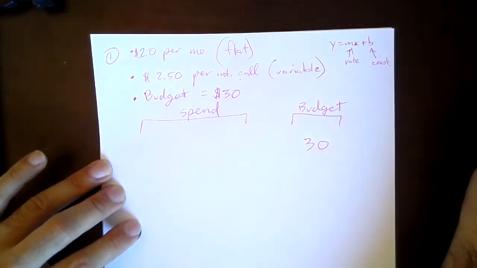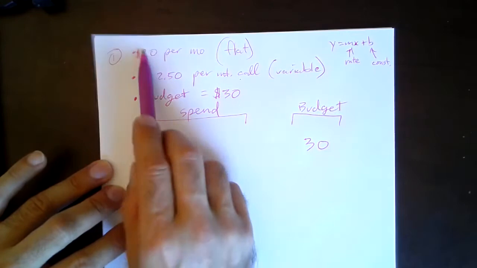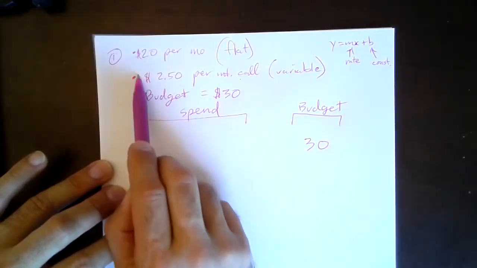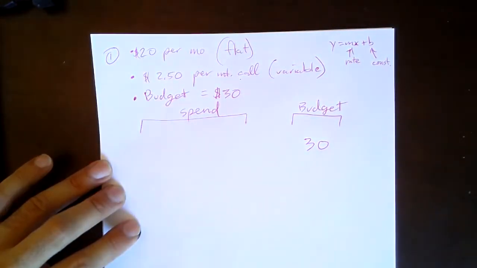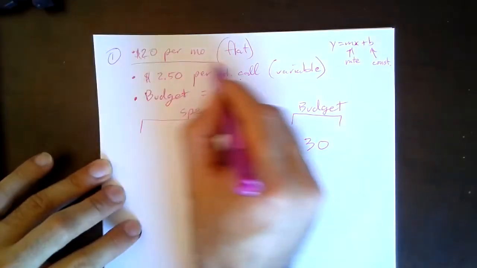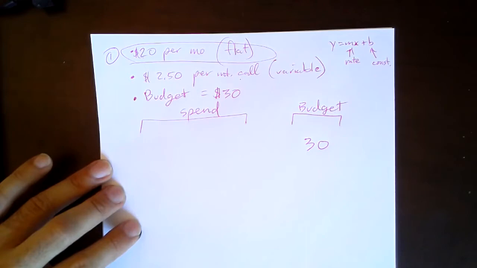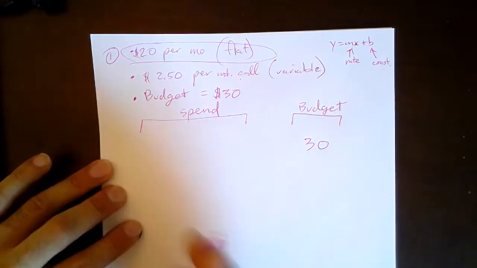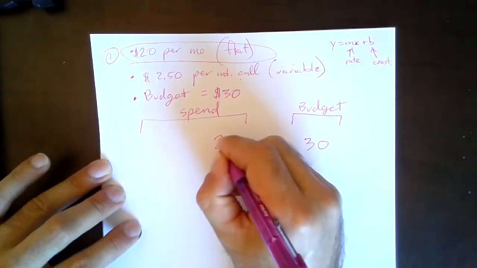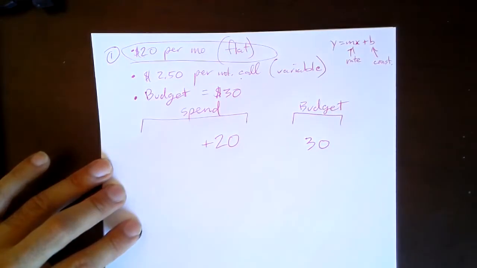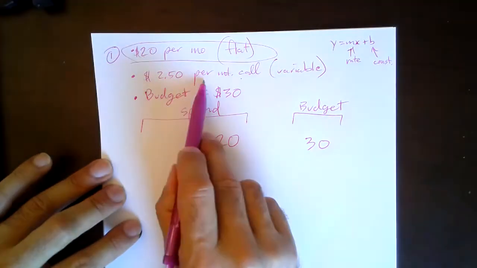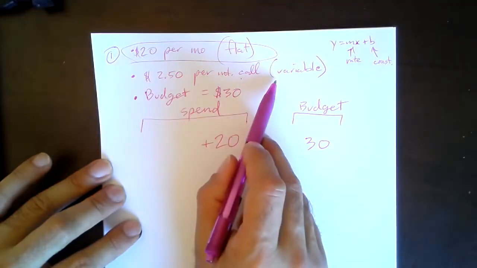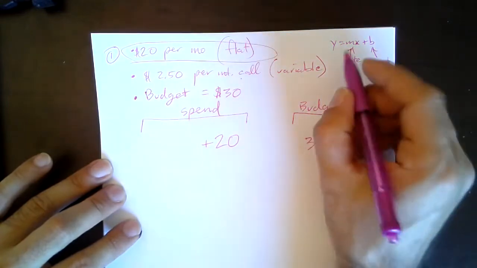Now, looking at this, which one of these is going to be constant no matter what? Yep, $20 per month. It's a flat fee. Thanks, Kevin. So I'm going to go ahead and put 20 right here. I'm only paying per month, so I'm not going to add a variable to that. Now, $2.50 per international call. That's the part that's the variable. That's the part that's the rate.